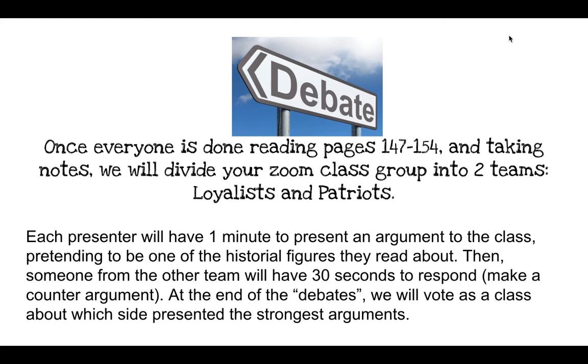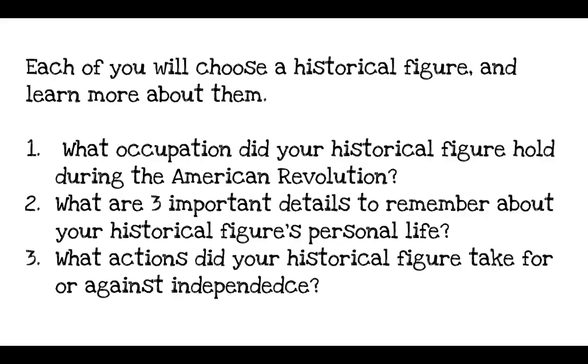And I'll give you another assignment tomorrow, but just as a preview of what we're going to be doing, once everybody's done reading all of the pages from 147 to 154 and taking notes, we're going to divide your Zoom class into 2 teams. One team will be the loyalists and one will be the patriots. And you guys are going to take on characters from the book. So each presenter will have 1 minute to present an argument to the class, pretending to be one of the historical figures that they read about in the book. And then someone from the other team will have 30 seconds to respond or make a counter argument. At the end of the debates, we'll vote as a class about which side presented the strongest arguments.